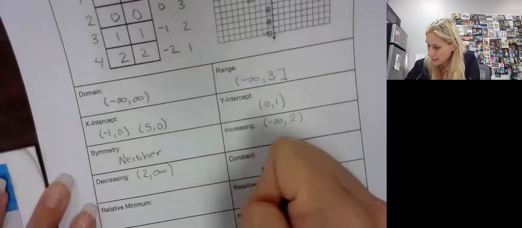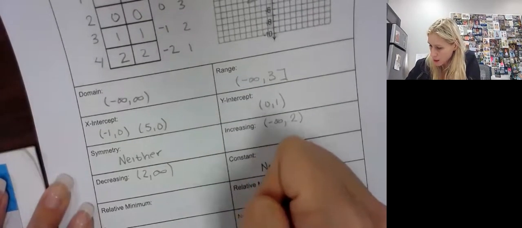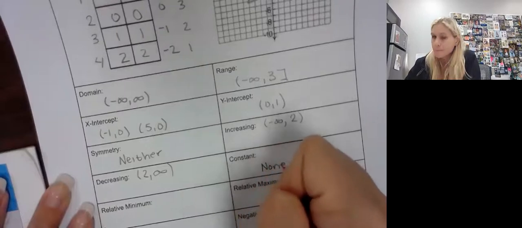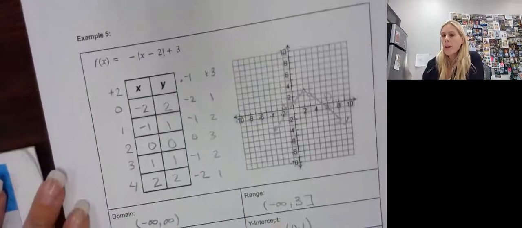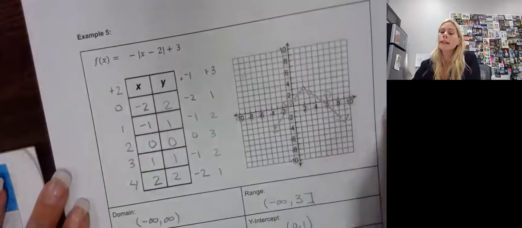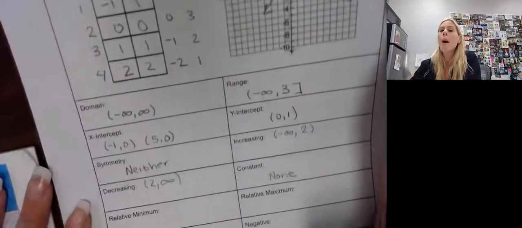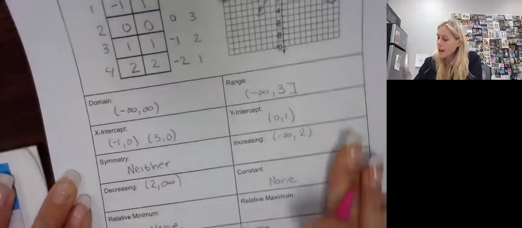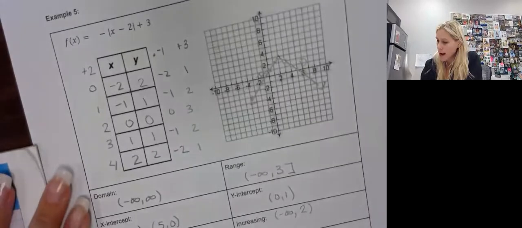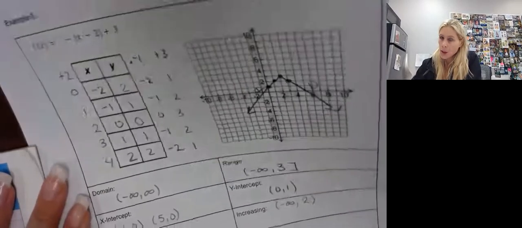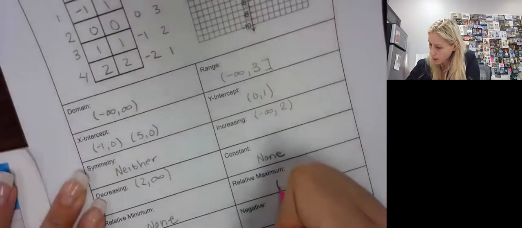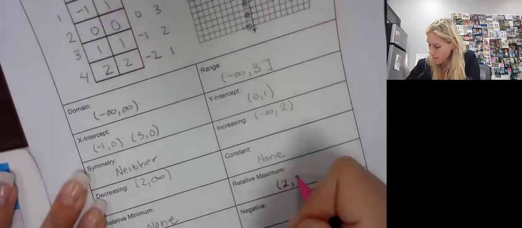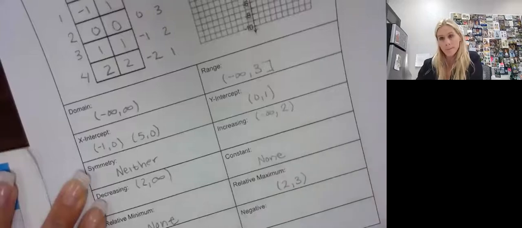Did we say constant at all? No. Now, if you look at our graph, it goes increasing to decreasing, which would be a relative maximum. So there's no min. And look at that max, that relative max. What's that coordinate at? It's at 2, 3. And we're done.